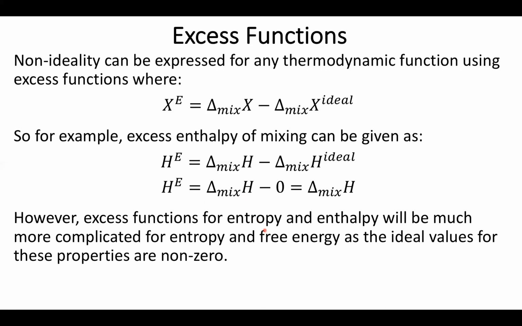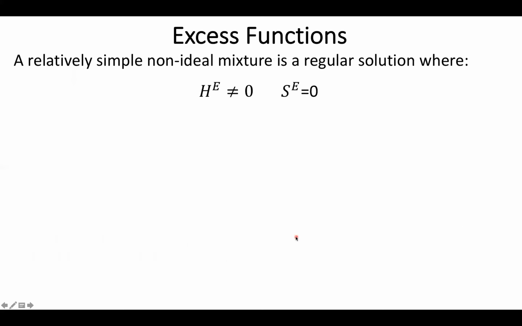Now it's worth noting that this treatment is a little bit more messy for entropy and free energy, as both of these functions are going to have a non-zero ideal value. So their deviations from ideality get a little bit more messy, as I actually have to subtract something out from the measured value. That said, a classic approach to try and look at excess functions and ideal systems is to move away from ideality very slowly. So one of the simplest ways that we can look at excess entropy and free energy is to look at what's called a regular solution.